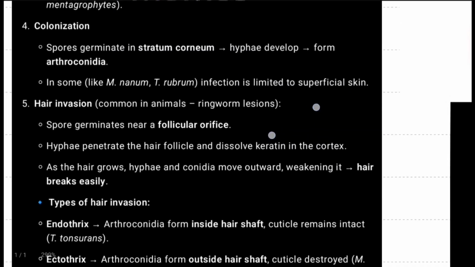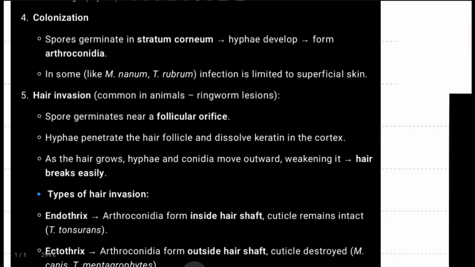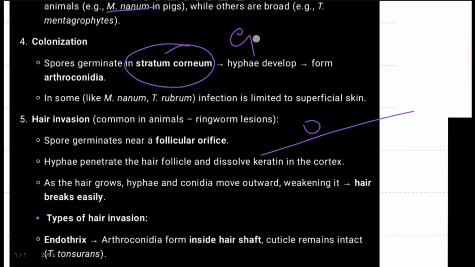Now we'll have a discussion about how these dermatophytes will colonize the tissues. Basically, the spores start to germinate in the stratum corneum, which is the outermost layer of the epidermis. As the spore germinates, it starts producing hyphae. And these hyphae will produce arthroconidia, which are another type of asexual spores mainly present in the parasitic phase of the dermatophytes.